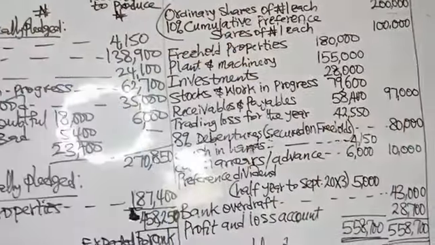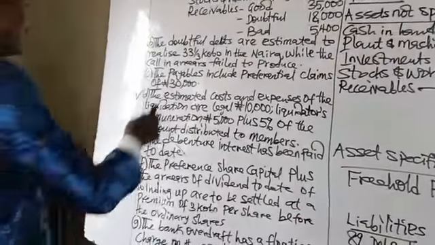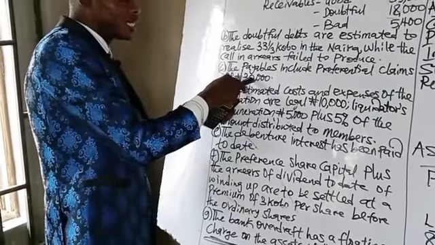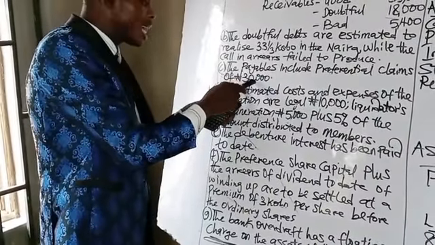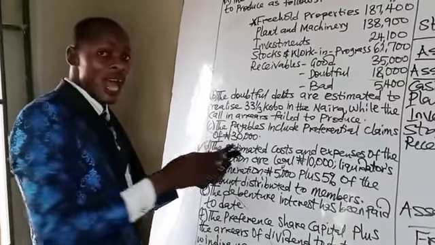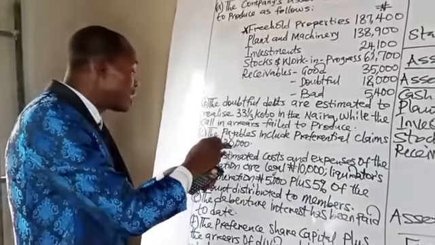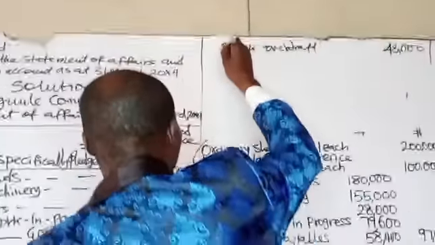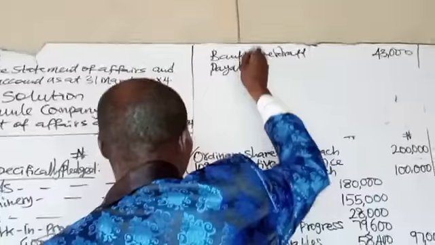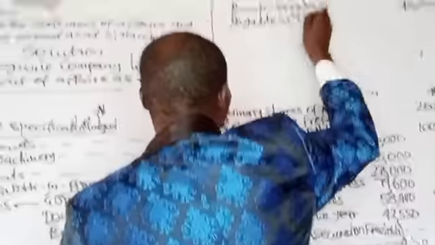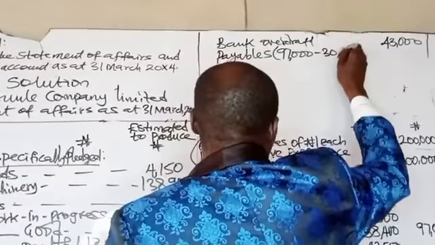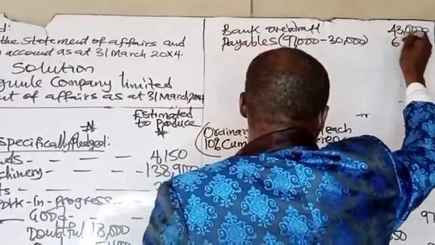But you were told from the footnote that the payables include preferential claims of 30,000. That is, the 30,000 preferential claims has formed part of the 97,000. Therefore, if you remove 30,000 from 97,000, which is your payables, then the remaining one is unsecured. So payables is an unsecured creditors. The book value is 97,000, minus preferential of 30,000, then you'll be left with 67,000.